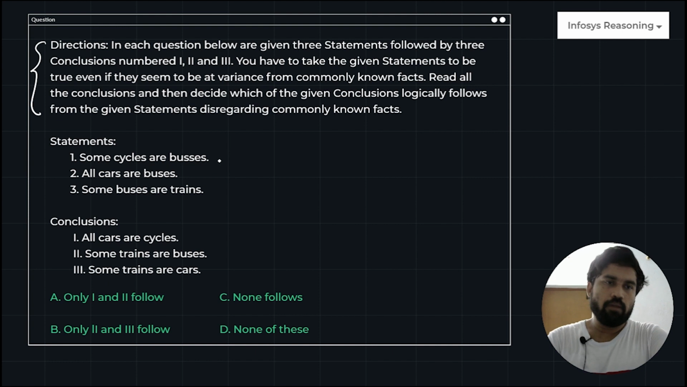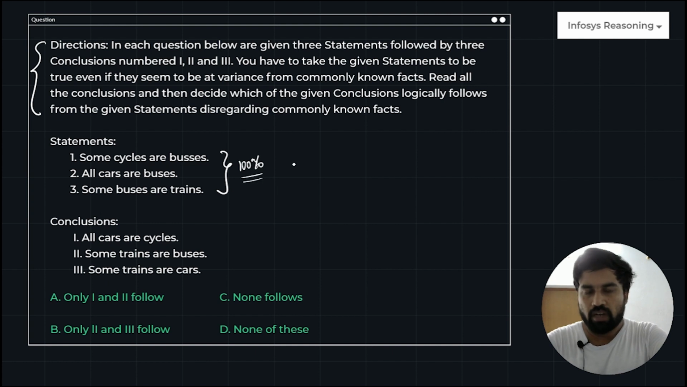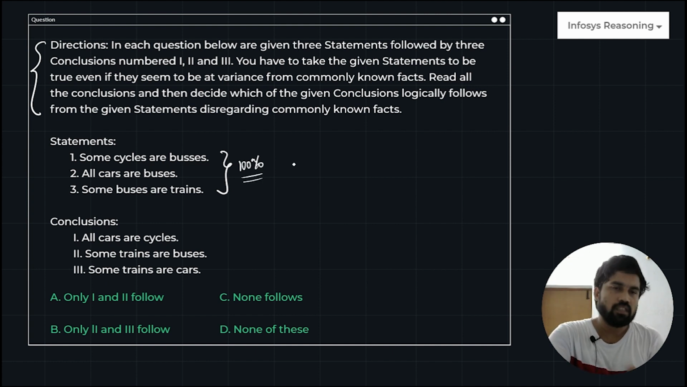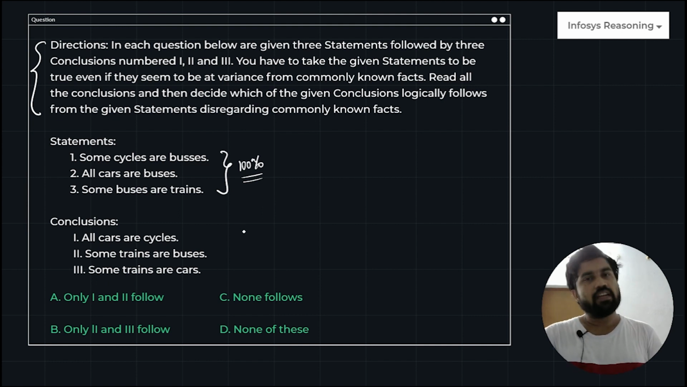For this problem, you have to treat these statements as 100% true. You don't have to compare with real life. Remember, this is the concept of statements, conclusions and the syllogism topic. So you don't have to compare these statements with real life. This is a very important point. If you think about real-life facts, you will never get the correct answer. So this is the instruction they have given.